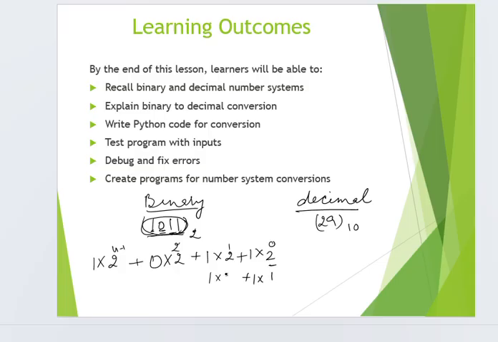1 into 2 to the power 1 is 2. 0 into 2 to the power 2 is 0. Plus 1 into 2 to the power 3 is 8. So the answer for this conversion will be 8 plus 2 plus 1, which is going to give you 11. Okay, so this you know, the binary number is converted into decimal. Okay, let's move to the coding.